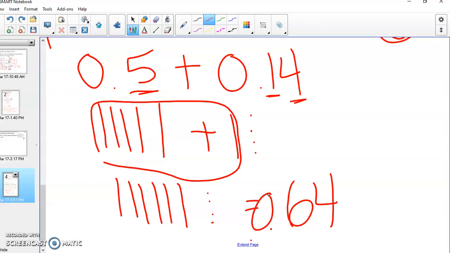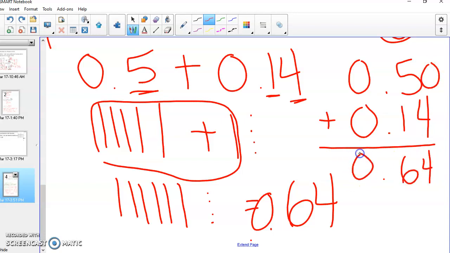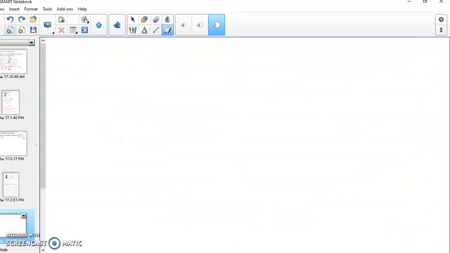Another way to do this, and this is kind of a preview into what we're going to be doing next, is you could line up the decimals like this. So line up the decimals. Okay, and fill in those zeros there, and you could add it like this. So line up decimals and add. So line up decimals first. I'll show you this one more time, and then I'm going to end this video because it's getting way too long already.